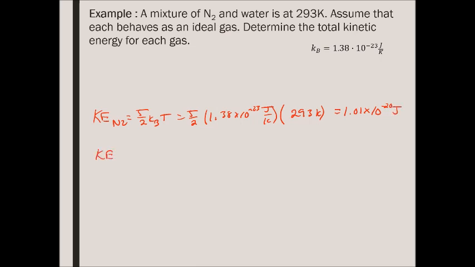And then the kinetic energy of H2O, which is polyatomic, is 3 k_B T. So we're going to do the same exact thing with the 3 in front. And go figure, we're going to get a bigger number, meaning that water can store more energy in more places than the nitrogen, which in the next chapter we're going to call heat capacity.